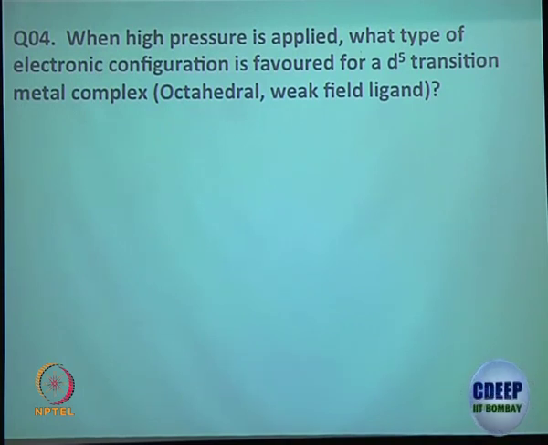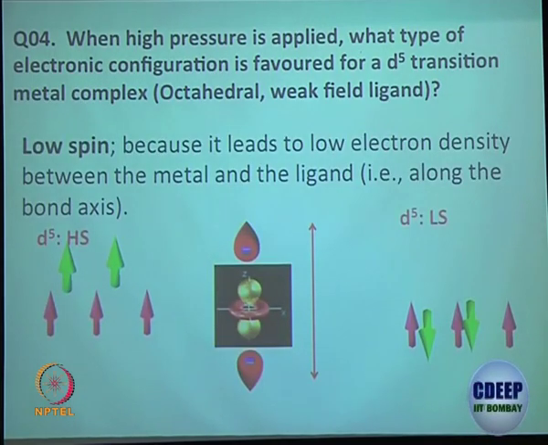Next question, question number 4: when high pressure is applied, what type of electronic configuration is favored for a D5 transition metal complex? You are going to put high pressure, you are going to take out the electron from, let us say, the dz square orbital, which is shown there, and thereby you are going to pair off the electrons. Because it leads to low electron density between the metal and the ligand, that is, along the bond axis, you are going to end up pairing. So you will get the low spin complex.